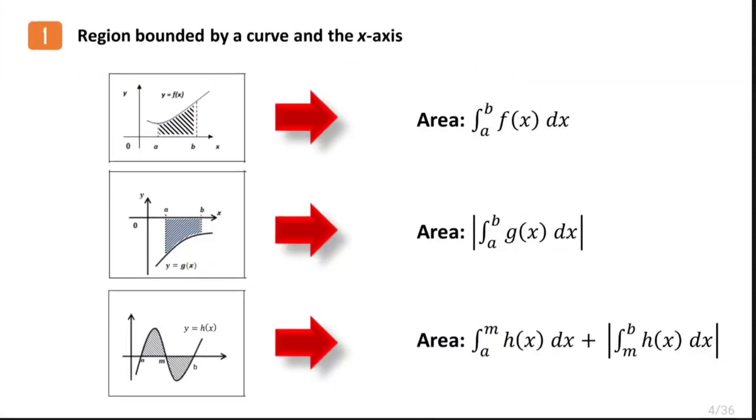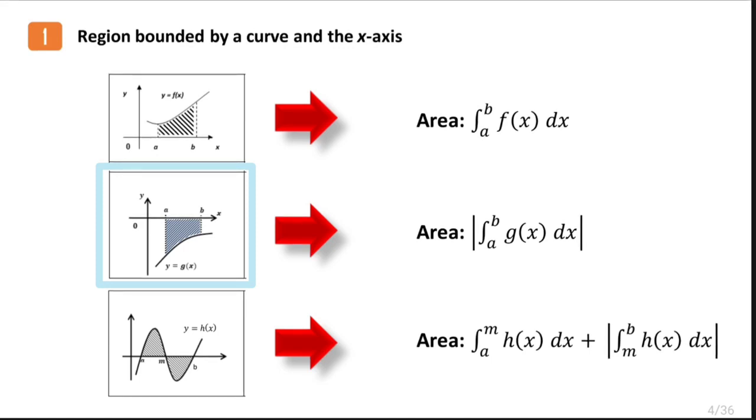Here we have three diagrams. The first one, to find the area, we just integrate function y or f(x) from a to b. Second diagram, we have function y equals g(x). So to find the area, we just integrate function y from a to b.